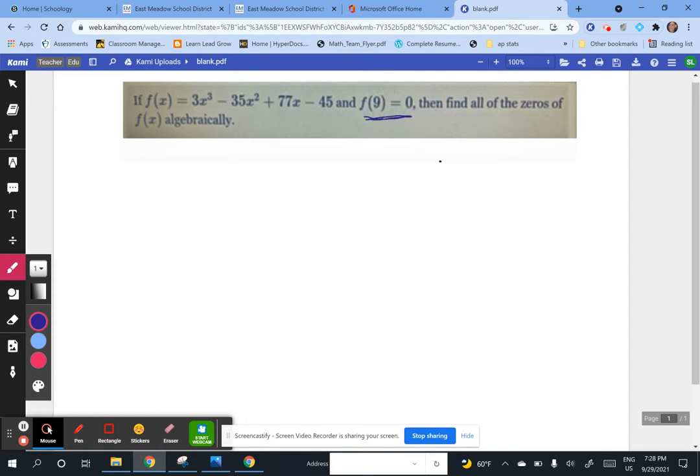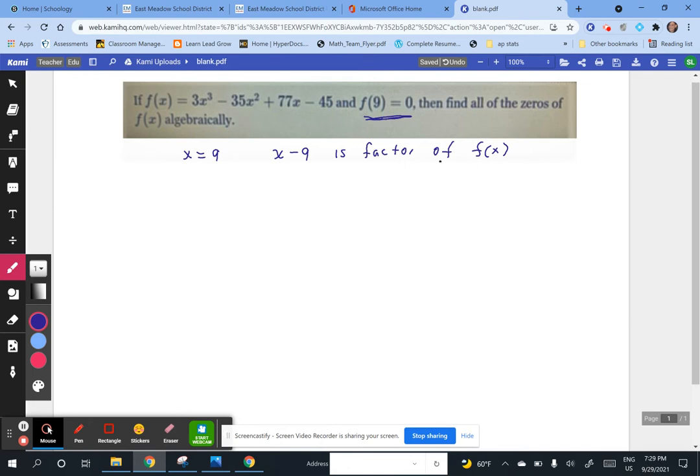f of 9 equals 0. And really, another way of saying that is that x equals 9. And we can actually say when that's true that x minus 9 is a factor of this function, okay? So we know that x minus 9 is a factor of f of x. So it's expressed a little differently than the problem we did in class.